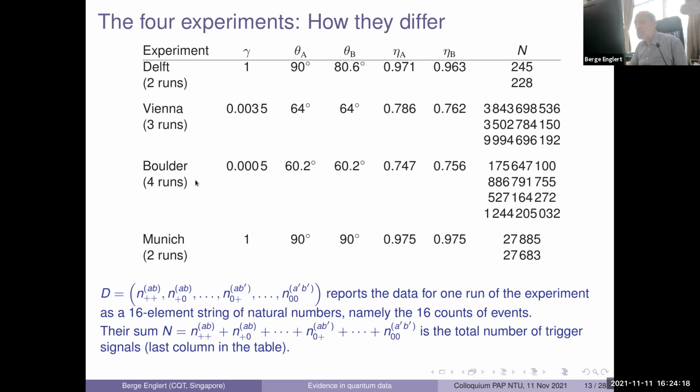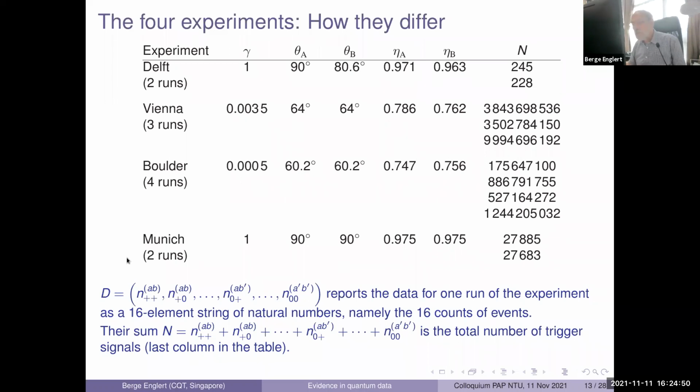Now, the Vienna and the Boulder experiment are also similar. Here, the gamma values are very small. Okay, so these are experiments that use down-converted photons and pulsed sources for the pump. The angles are around 60 degrees between the settings, and the detection efficiencies, these are single photon detectors, are just above the threshold that works for these experiments, so somewhat in excess of 70%.